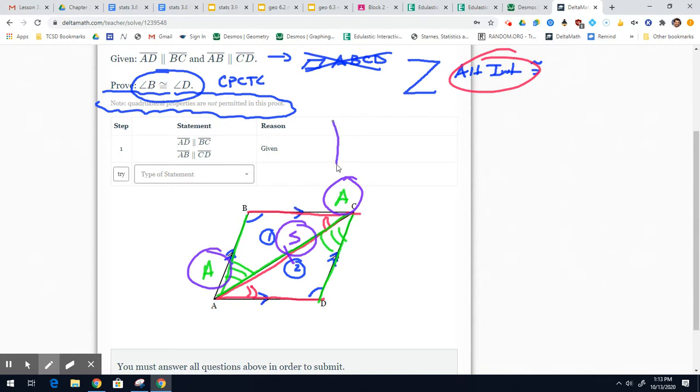And that will allow us to use CPCTC to prove angle B and angle D are congruent. So that's our proof, talked out loud before we do it. And again, I hope that you think about that as you do your own proofs, of creating a plan before you start going to town.